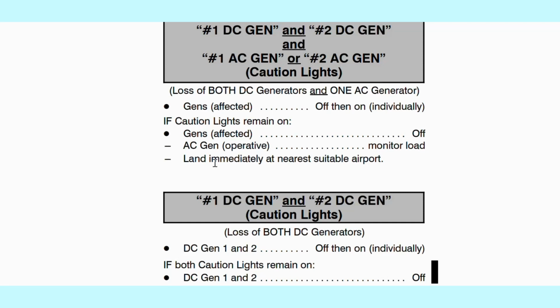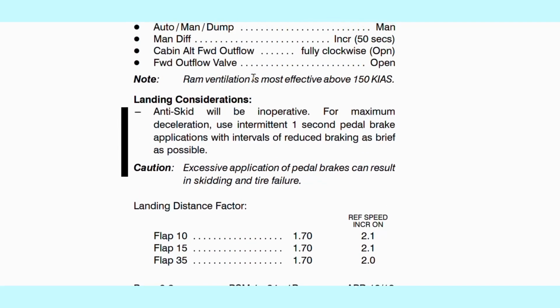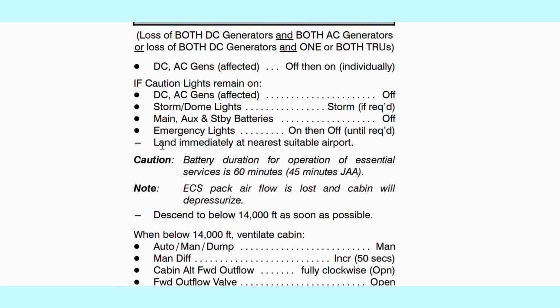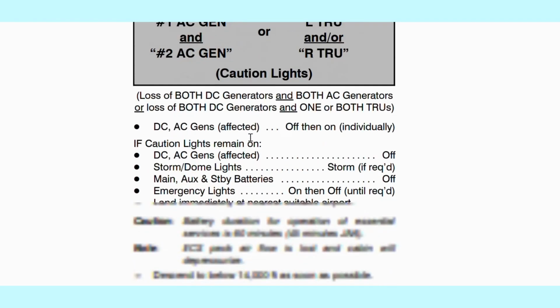Simply because you have lost both these generators, and with one AC generator, it means you are in a serious situation. I'm pretty sure that in this case it also says land immediately. You see that? So this loss of generated power is also saying land immediately. Very much obvious.